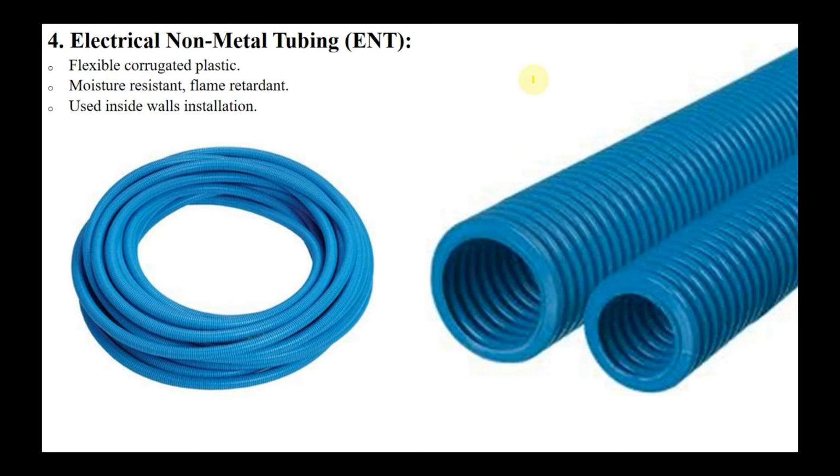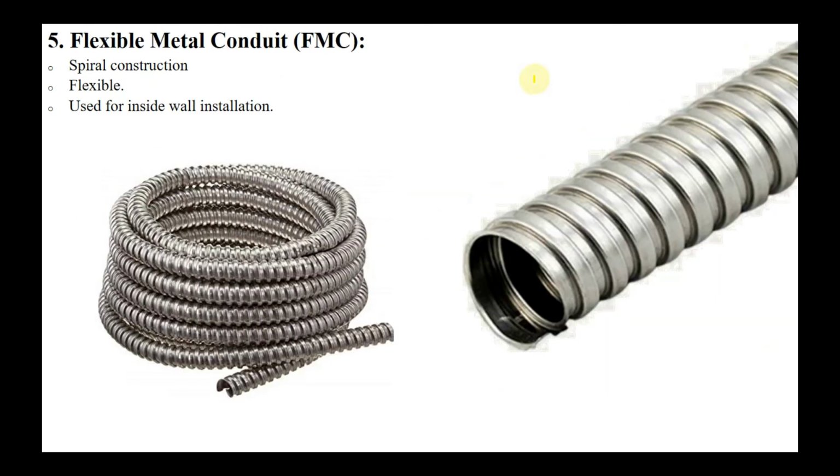for such uses. So the next type is flexible metal conduit, FMC. It has basically spiral construction and it is very flexible and used for inside wall insulation. Basically, there are some specific areas like there are some sort of lights which are suspended. For such lights, we will go for FMC.